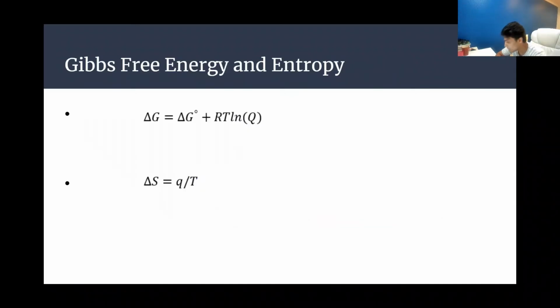So here are 2 equations that are useful. I don't think they come up that often. This is delta G in the non-standard state, and this is delta G under standard conditions, plus RT ln Q. This is delta G when the reaction isn't yet at equilibrium, thus the reaction quotient. And also delta S, this equation is heat over temperature.